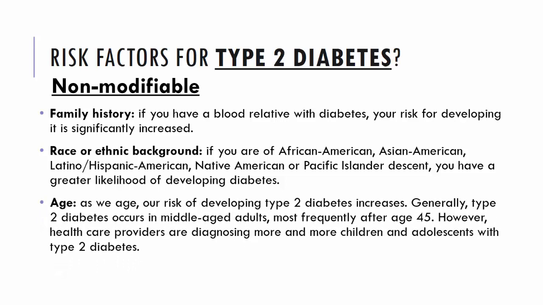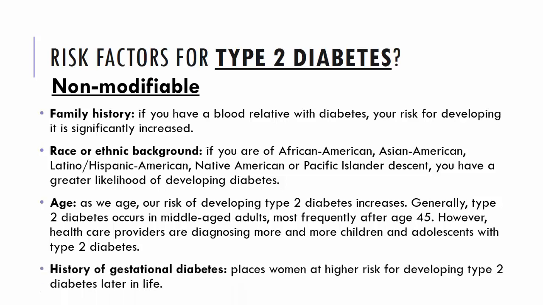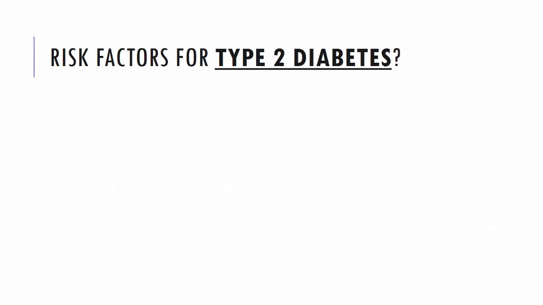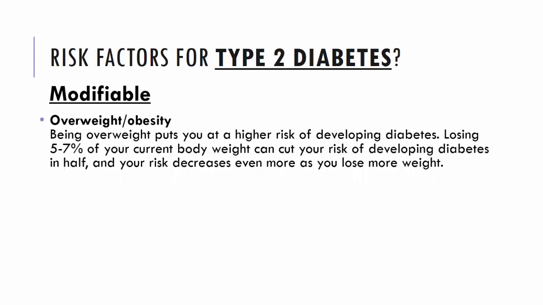As we mentioned earlier, as we age, it increases our risk. However, we are seeing type 2 diabetes diagnosed younger and younger. And then for women, if they ever had gestational diabetes, it may also place them at a higher risk for developing type 2 diabetes later in life. Now, the good news for type 2 diabetes, there are some things that are modifiable, meaning that we can have an impact on these. Being overweight or obesity.